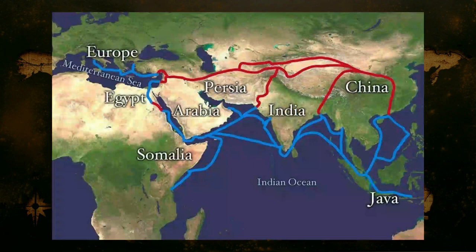This map shows what people commonly refer to as the Silk Road, the trade routes on land, as depicted by red, and appropriately by blue for sea trade routes, if you didn't get that. Pretty impressive. That distance is massive.